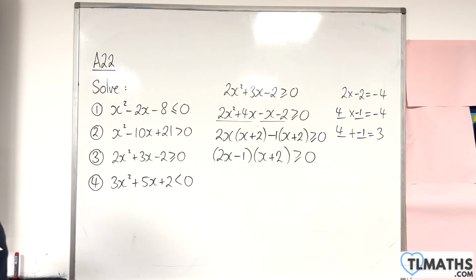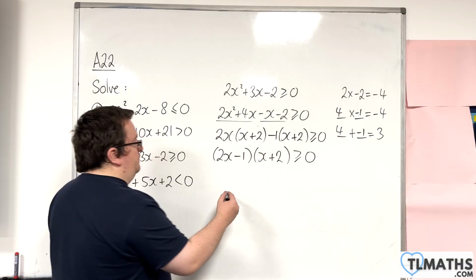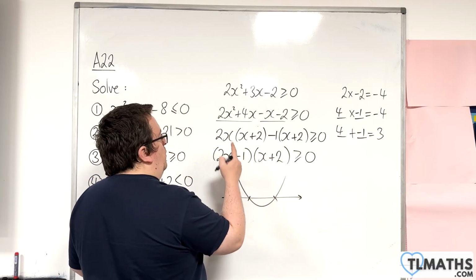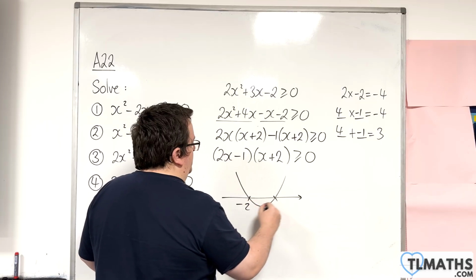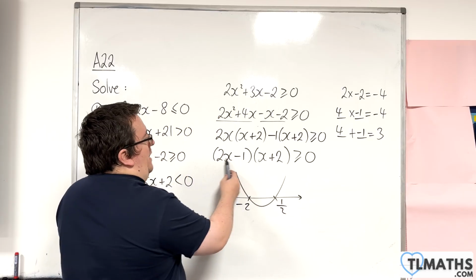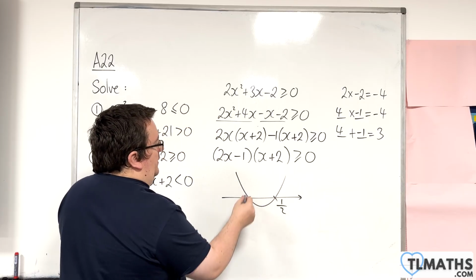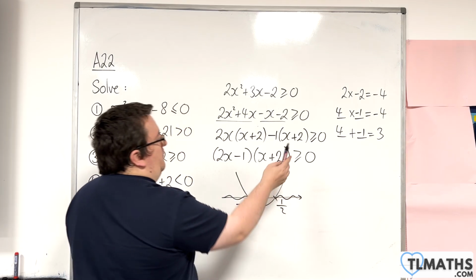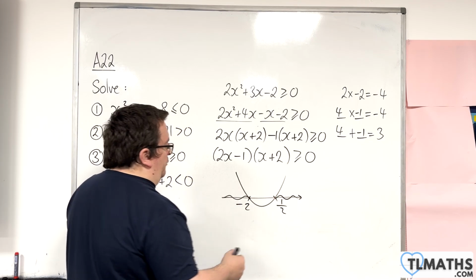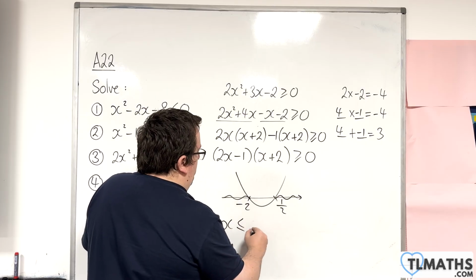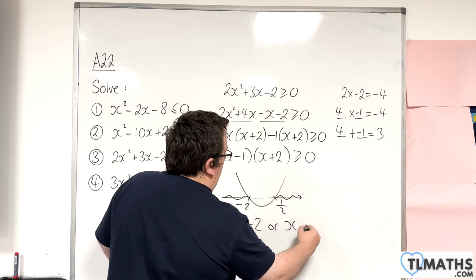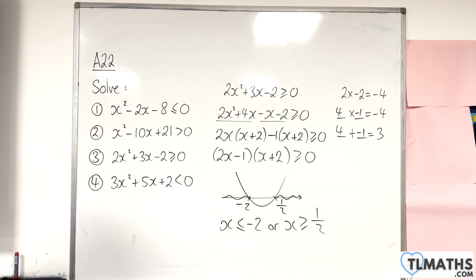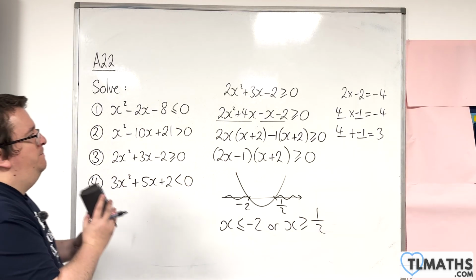Okay, so this is a positive parabola. It's going through 1/2 and -2. And where is the parabola above the x-axis? Well, that's there and there. Now, because we've got equality, our inequalities must have that as well. So x is less than or equal to -2, or x is greater than or equal to 1/2.